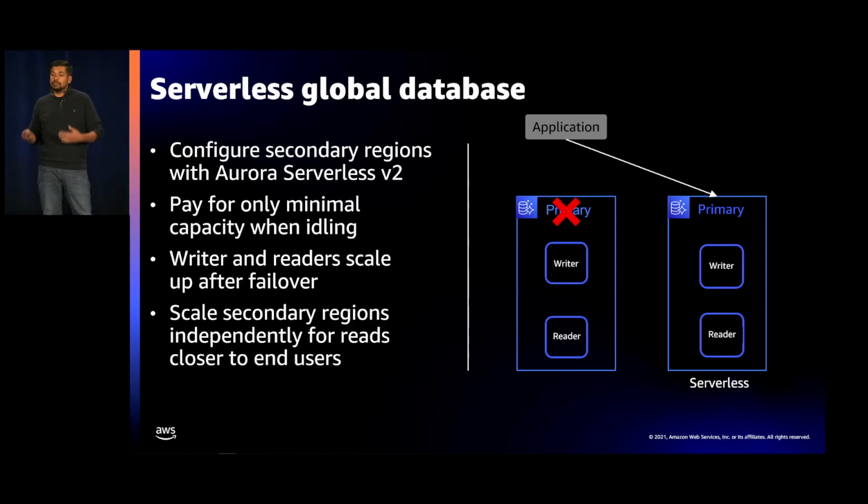Same thing happens when you are looking at scaling reads. All your secondary regions, much like the tier 2 and upwards reader nodes within a region, same way in global database for secondary regions, whatever read-only workload you're running on them, these databases will be able to scale independently of what's going on in the primary region.